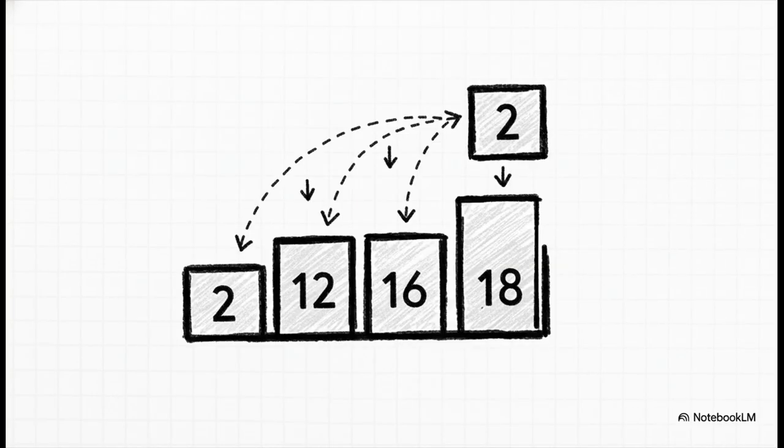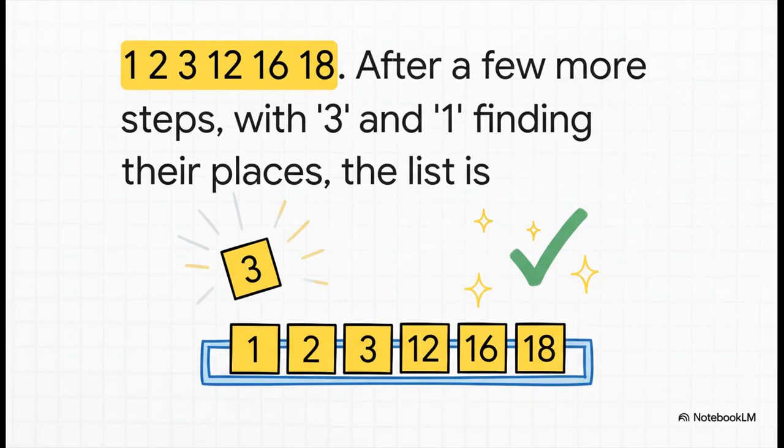And here comes a big move. The next number up is 2. The algorithm picks it up and has to compare it all the way down the line, past the 18, past the 16, and past the 12, until it finally finds its proper home right at the very beginning of the list. After the 3 and the 1 are also slotted into place in the same way, we have our final result, a perfectly sorted list. It's just like sorting those playing cards, right? It's a patient, one-at-a-time kind of process.